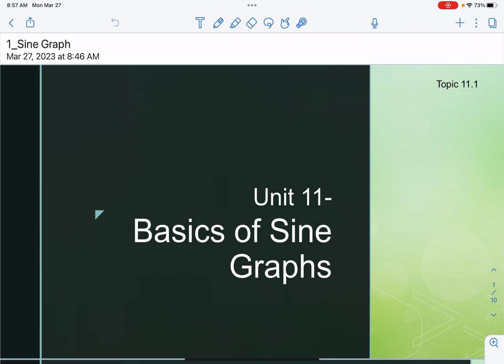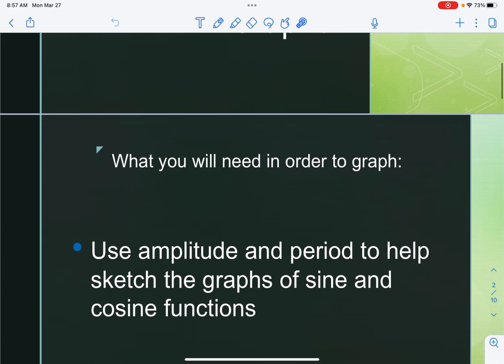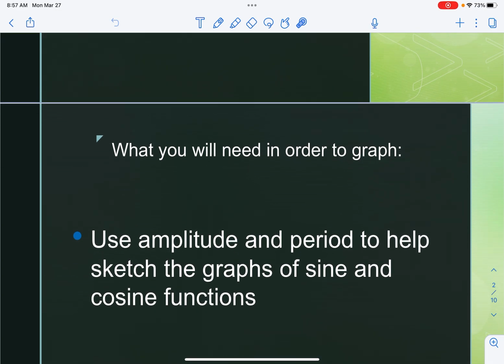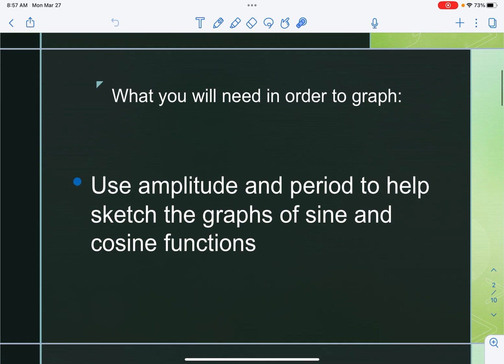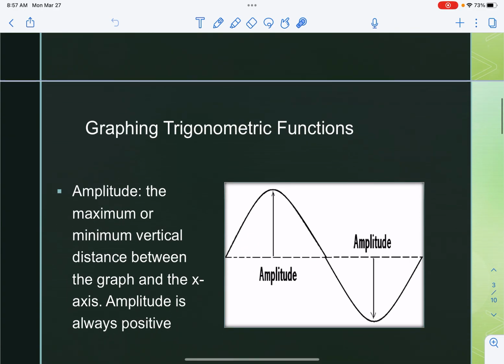So today we're going to look at the basics of sine graphs. Sine graphs and cosine graphs are oscillating graphs because they move up and down, up and down, up and down. In order to graph these, we're only going to be looking at the amplitude and the period to help us sketch the graph of the sine and the cosine functions. Today we're going to look at the sine function only.